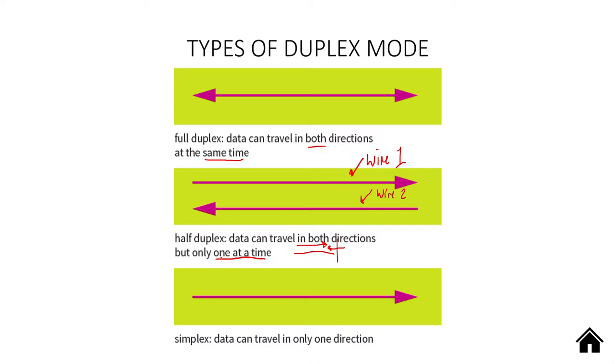Simplex, data can only travel in one direction. What a great band they were. I'm joking. Okay, so simplex, data can travel in only one direction.